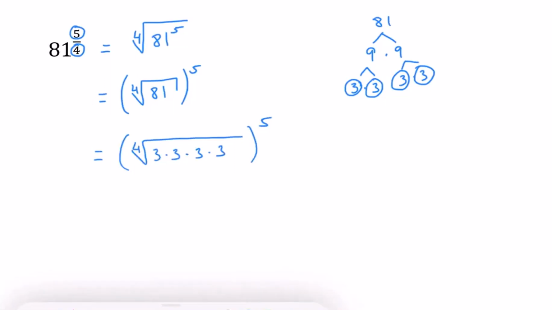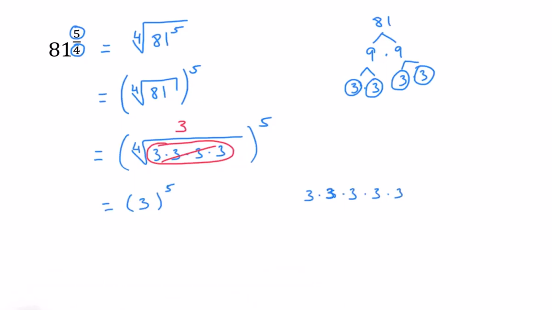We have the fourth root, so we need 4 of the same thing to get out of the fourth root. And here we have four 3s. This gets out a number 3. Nothing is left on the inside. So we have 3. No roots left. And this is raised to the 5th power. So this is 3 times 3 times 3 times 3 times 3.